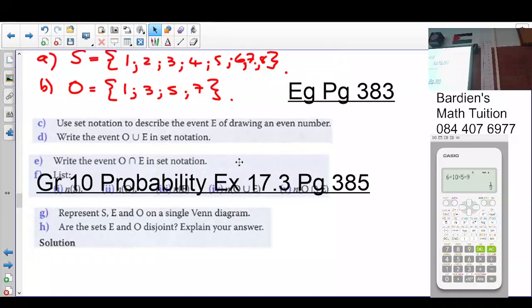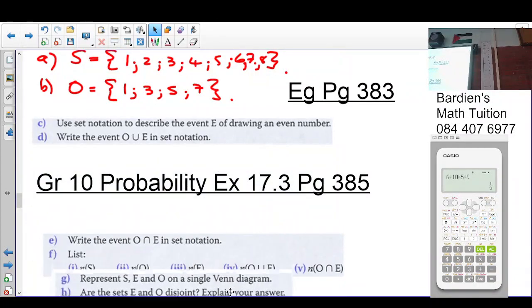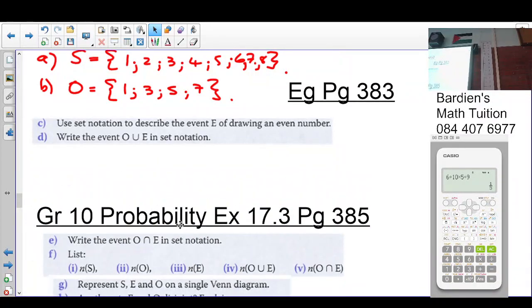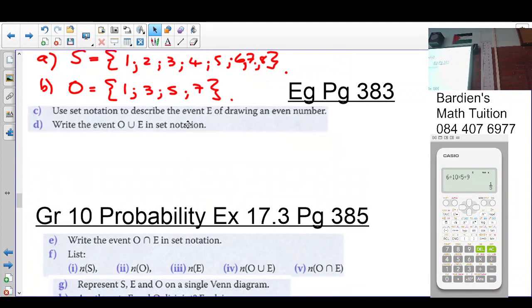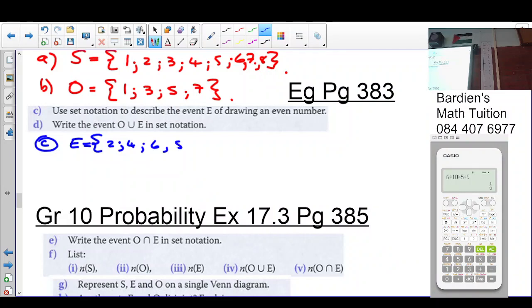So now we are told in C, use set notation to describe the event E of drawing an even number. So even numbers are 2, 4, 6, and 8.